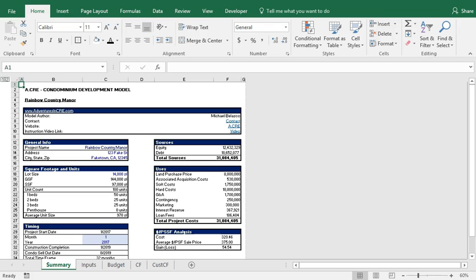Hey everyone, today we're going to go over the condominium development model that was just uploaded to our website. We'll walk through each of the 5 tabs and I will show you how the whole thing works.